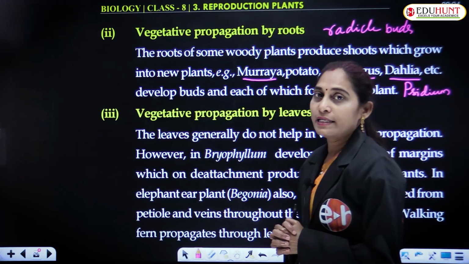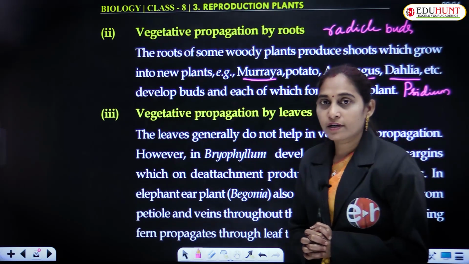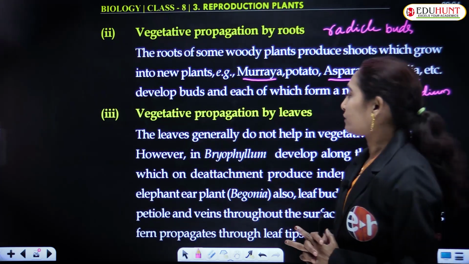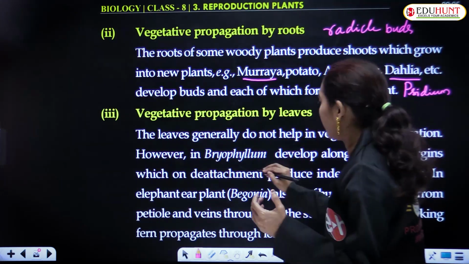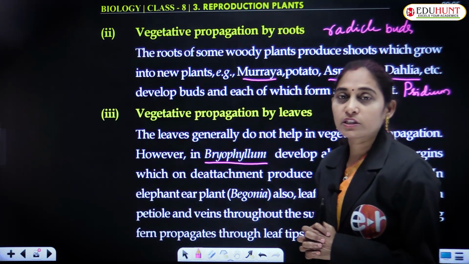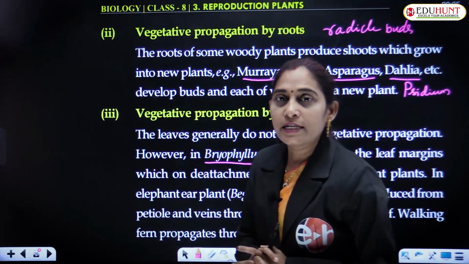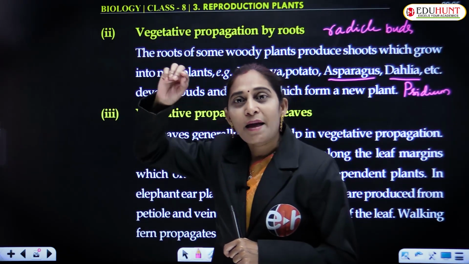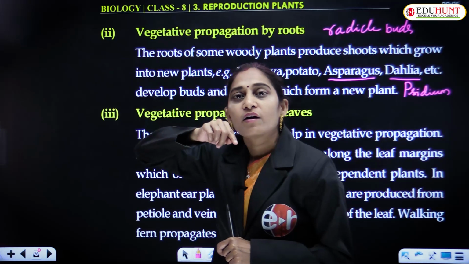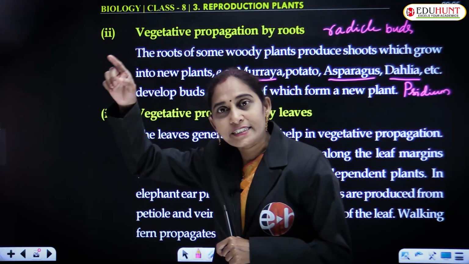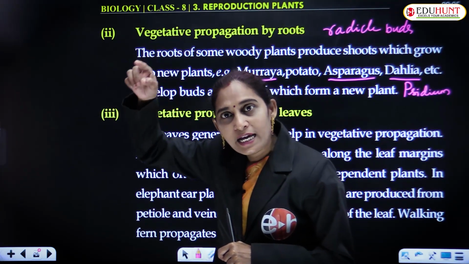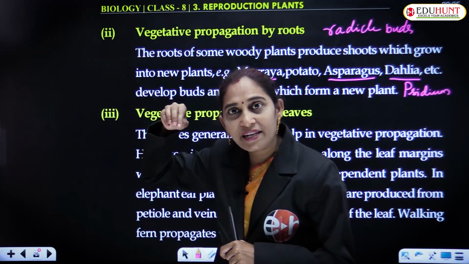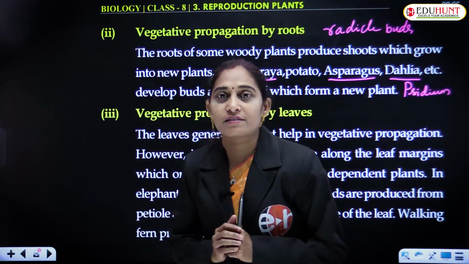Vegetative propagation by leaves. The best example for vegetative propagation by leaves is Bryophyllum, which is a succulent plant. It has notched leaves. The leaf lamina, the edge of the leaf, is not entire. It is somewhat ridged, notched. These notches bear epiphyllous buds.